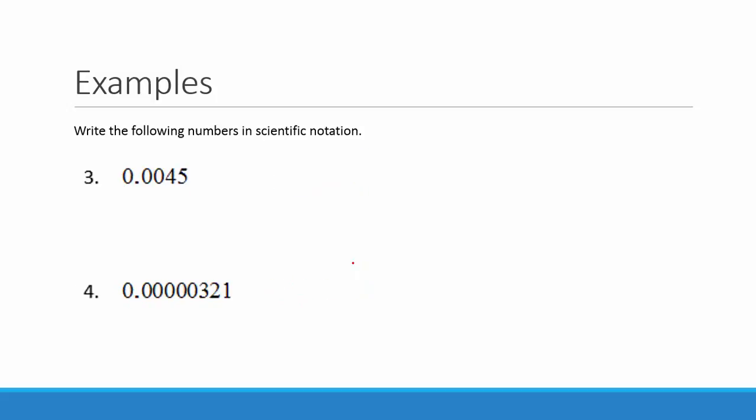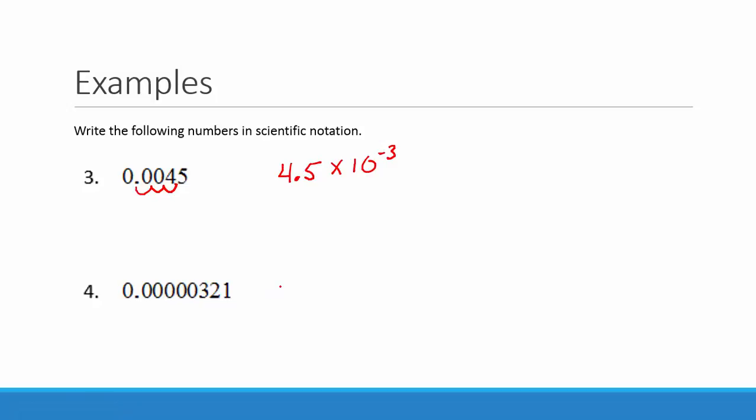Our next examples are very small decimal numbers. We want to put our decimal point after the first non-zero number as we move from left to right. So we will put it after the 4 and write the rest of the digits. Then we need to figure out our power that will be on the 10. We move the decimal place 1, 2, 3 places. This is a very, very small number, so our exponent will be negative.